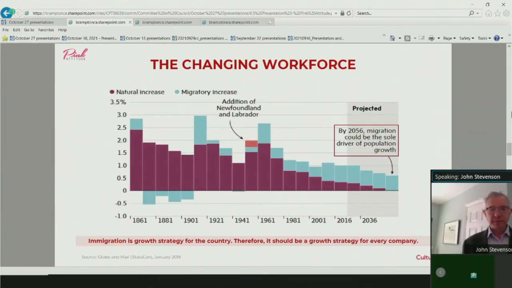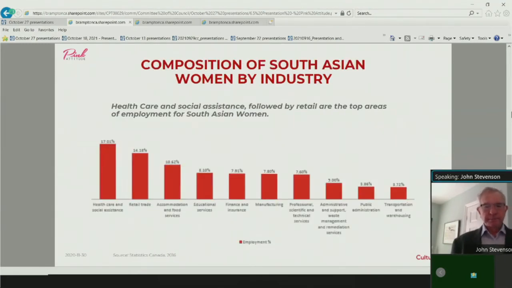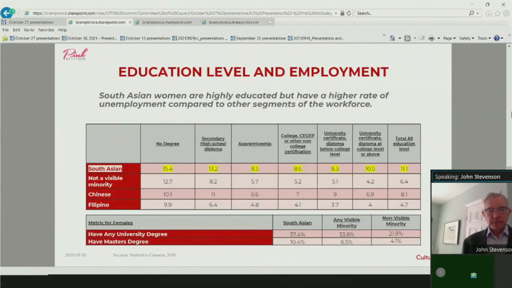Next slide, please. One of the issues we identified as well, and this is going to be looked at through the study, is the impact of COVID really hit the South Asian women hard, because a lot of them are working in areas that were dramatically hit and impacted by COVID, including retail and areas like food service and tourism as well. Next slide, please. And this slide finally just summarizes, again, the level of education that South Asian women have relative to other visible and non-visible minority females.